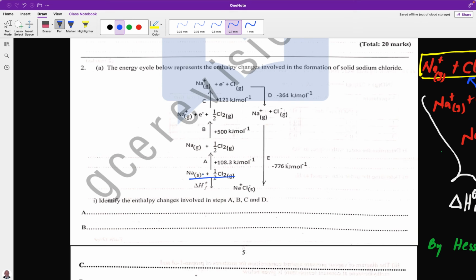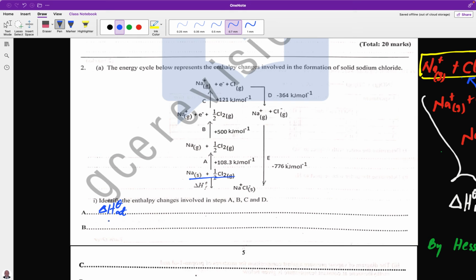So in the first case here, this is sodium. Sodium is a metal. The enthalpy change indicated by A is atomization. That is the enthalpy change of atomization of sodium. I said A is the enthalpy change of atomization of sodium. B is after atomization. B is the first ionization energy.